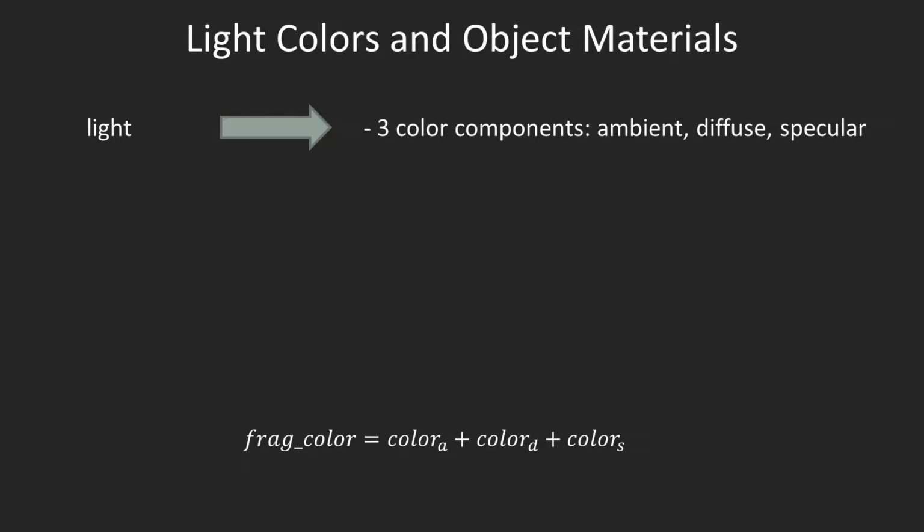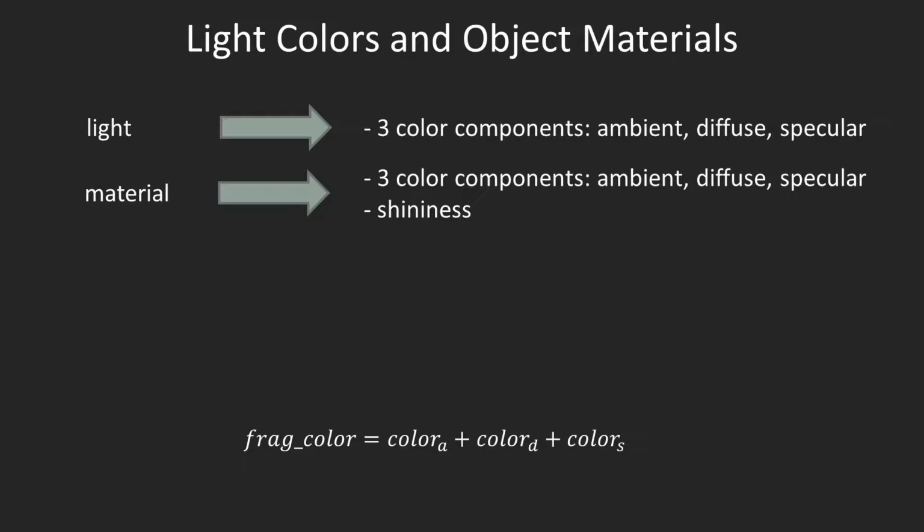A better approximation of light is one where the light is made up of three components, ambient, diffuse, and specular, where each component is an RGB value, a vec3 type, and you can control each of them separately. So for example, you may want a yellow light, which would be the diffuse portion, but with a bluish specular highlight and maybe no ambient.